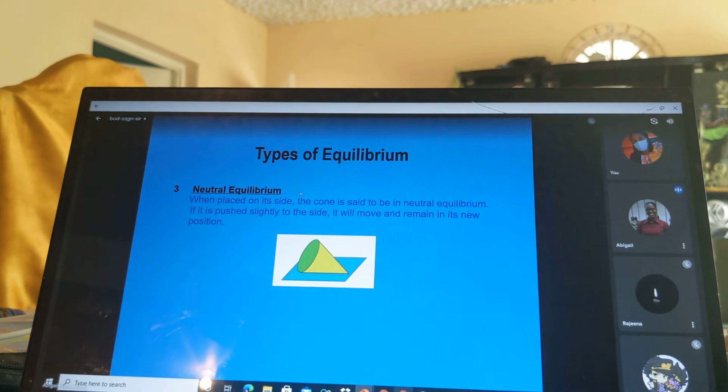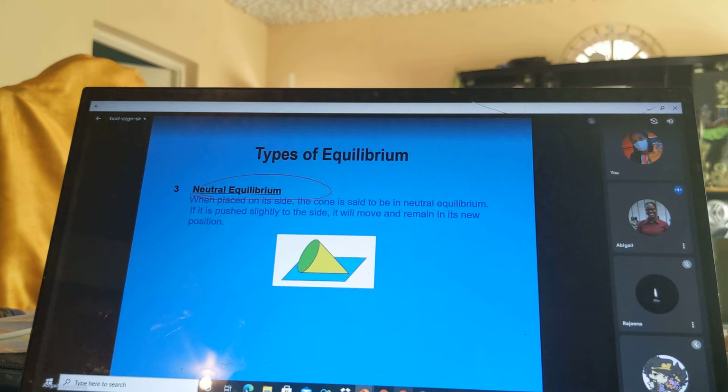And then the third one, we call it neutral equilibrium. If you put the cone on its side and push it slightly, it will move and it will remain in its new position. It does not topple over, it just moves and turns and remains in its new position.